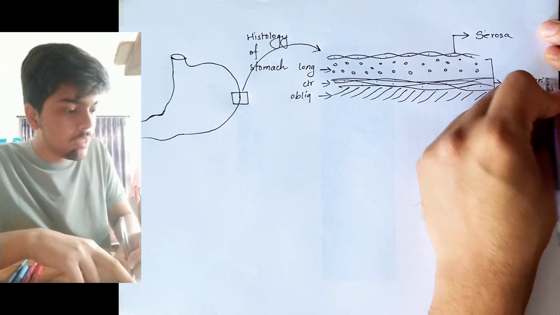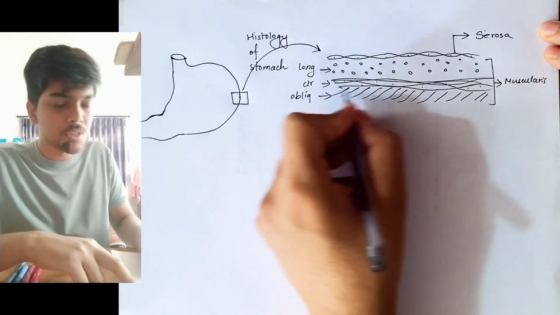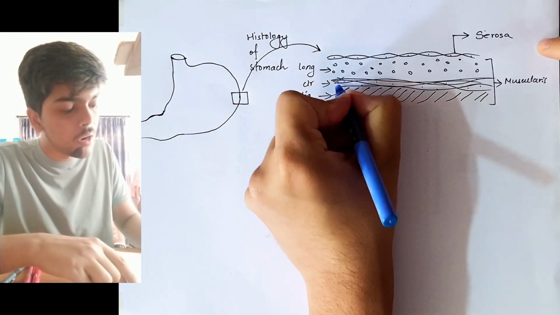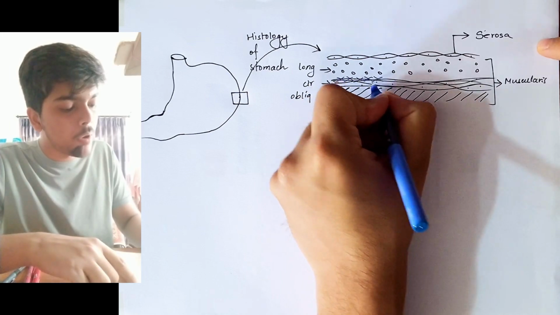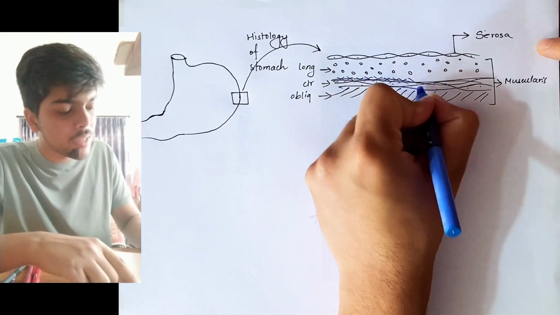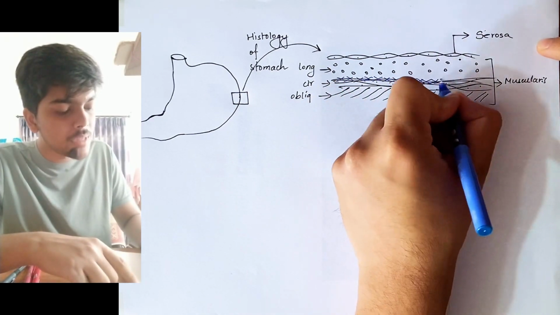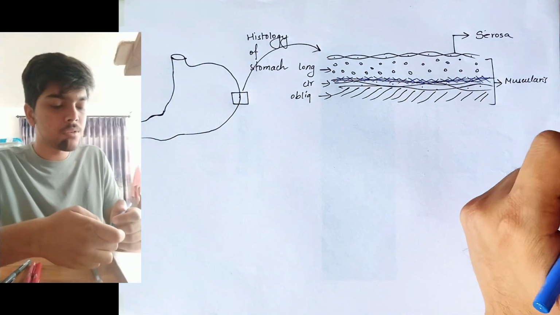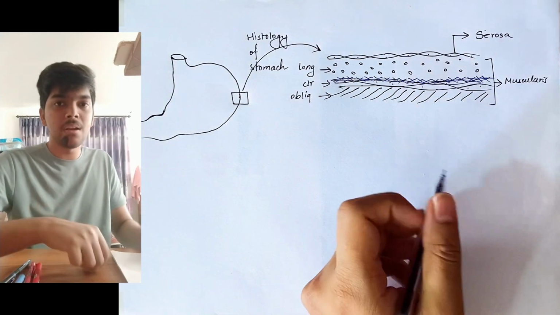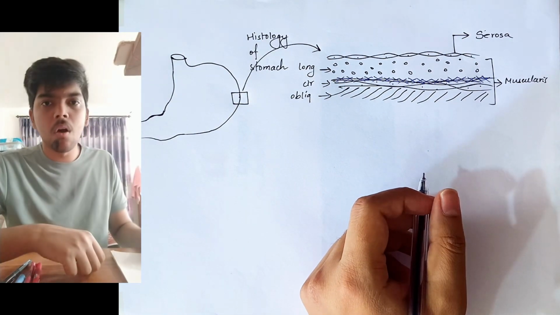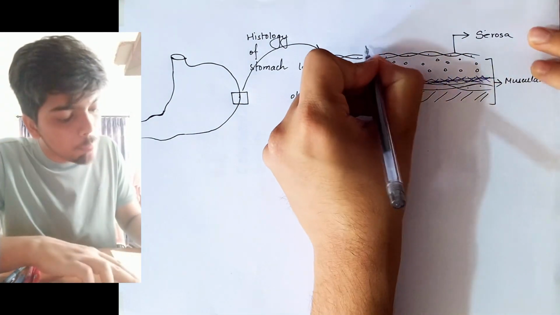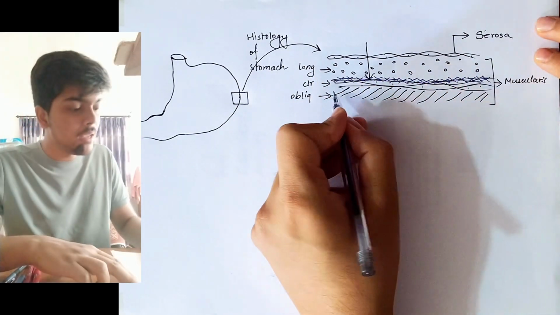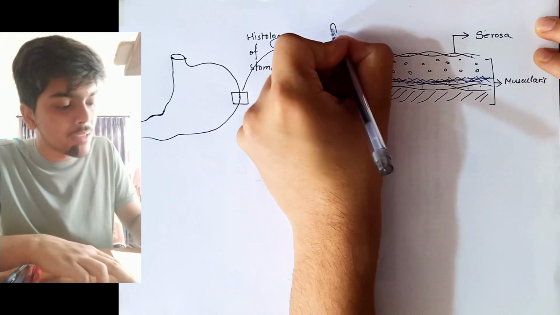In between the outer longitudinal muscle and the inner circular muscle, you can find a layer of nerves, which is made up of sympathetic and parasympathetic nerves. These nerves are present in the form of a mesh or network, and this mesh or network of sympathetic and parasympathetic nerves is called plexus. The plexus that is present in between the outer longitudinal muscle and the inner circular muscle is Auerbach's plexus.